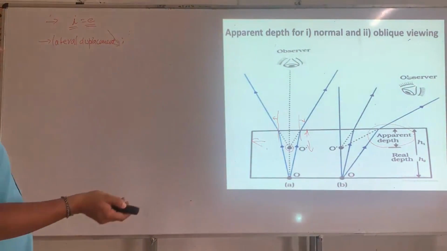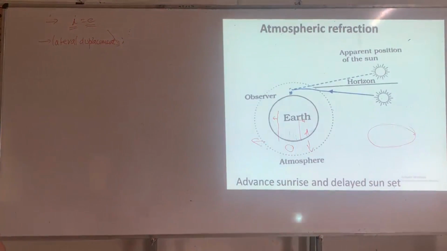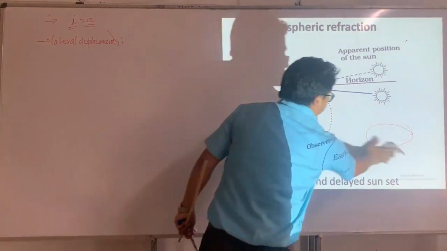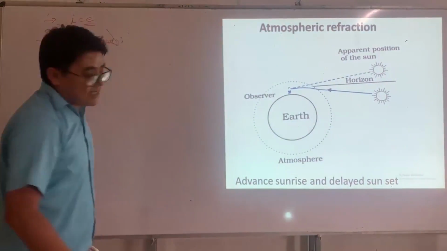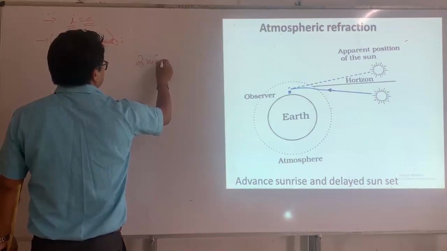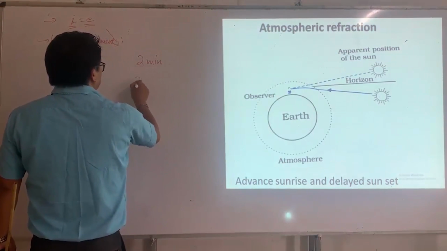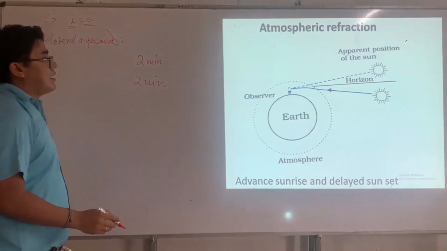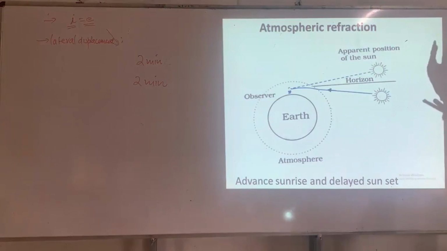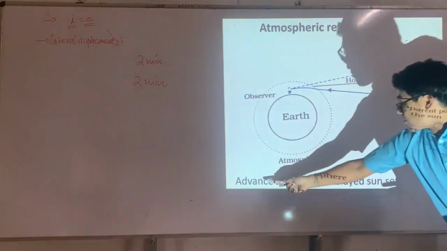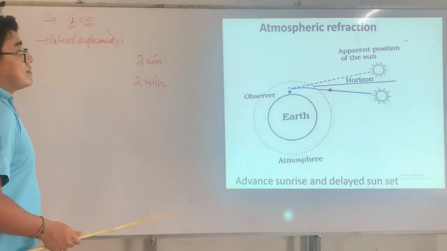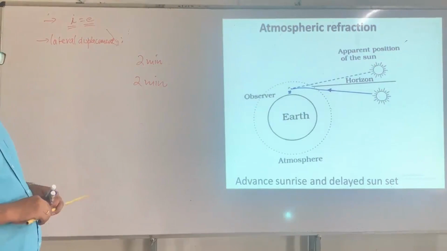Another effect which we are going to discuss is that the sun rises earlier and the sun normally sets a little later, about 2 minutes earlier and 2 minutes later. So why is there an advance and delay of sunrise and sunset? Again, the reason is atmospheric refraction.